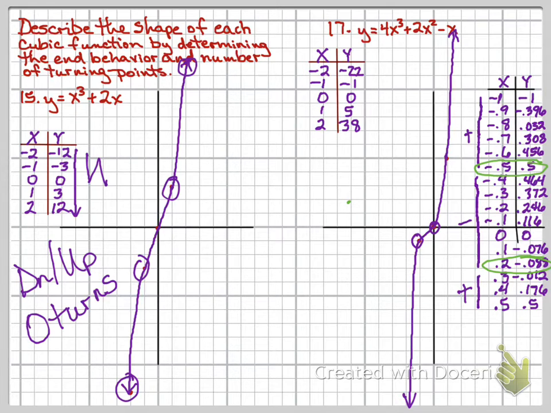So let's write this where we can see this. Okay, so our end behaviors, we have bottom to top, so our end behavior is down, up. And we actually have two turns.